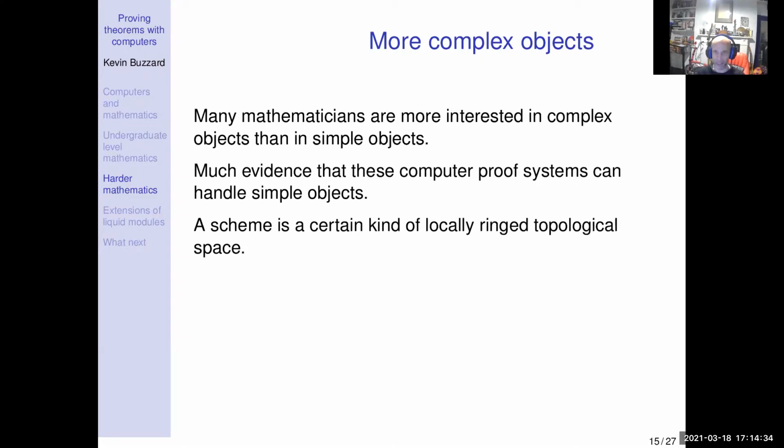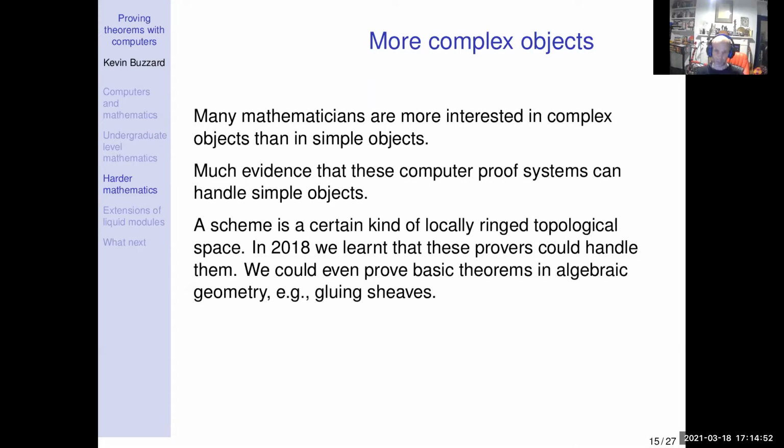But a scheme is a mildly more complicated object. It's a locally ringed topological space. So we taught the computer what a scheme was, and then we verified that these computer proof systems could handle them and prove simple things about more complicated objects. And as I say, we started developing a basic theory of schemes. But I told one of the algebraic geometers in my department that I taught a computer what a scheme was. And he instantly replied, well, I learned what a scheme was when I was an MSc student. And that's exactly right: a scheme is not a complicated thing.